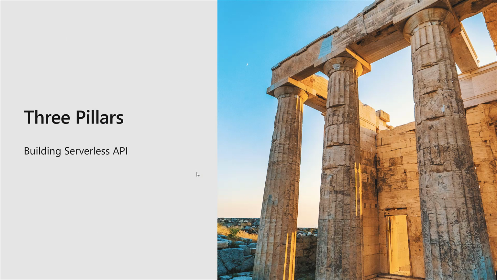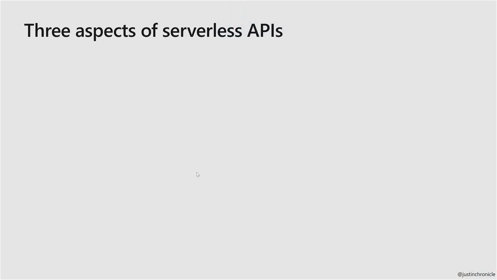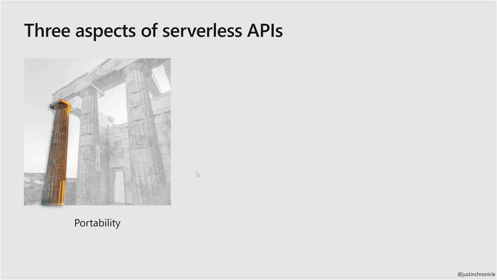So let's talk about the 3 different aspects of building serverless API. What we have done so far is to look into how internally the Azure function is working. Now we are going to talk about how to build serverless API more effectively and efficiently with 3 different aspects. The first aspect would be portability, and Azure Functions is actually very good at supporting those 3 things.